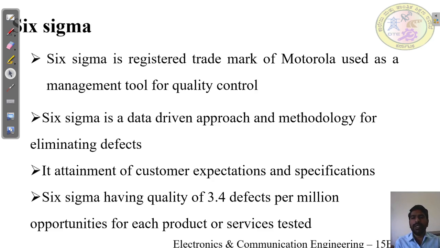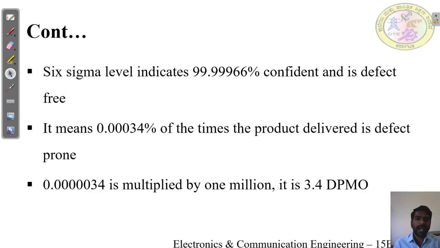Six Sigma is a quality process, and the Six Sigma level indicates an accuracy of 99.99966%. This is the accuracy, nearly 100%. The only difference is 0.0034 percent. Here, percentage means you need to divide by 100. With Six Sigma you can achieve 99.99966 percent confidence. That means accuracy, and it's defect free.